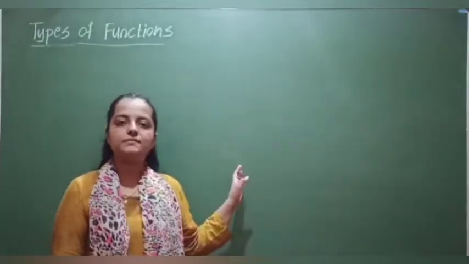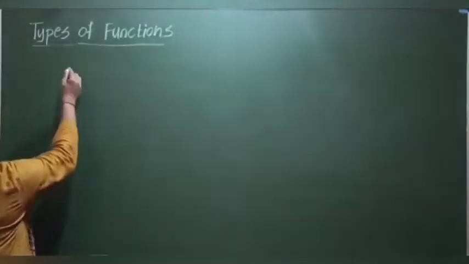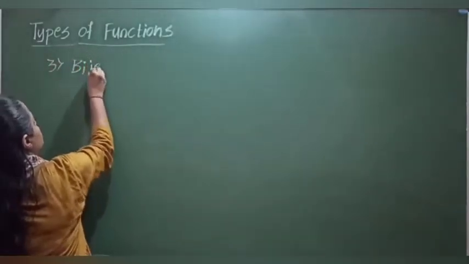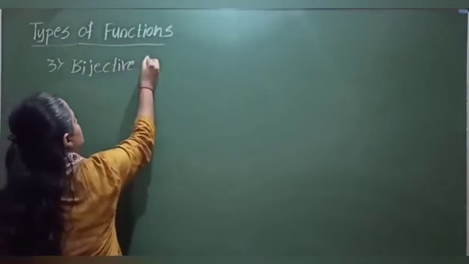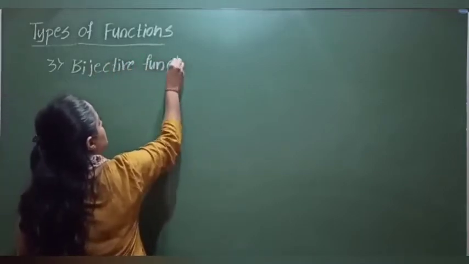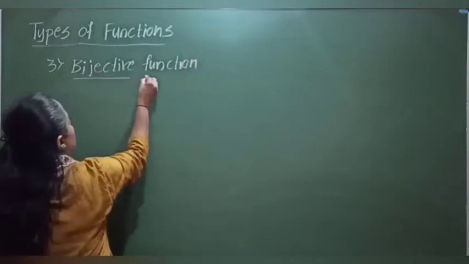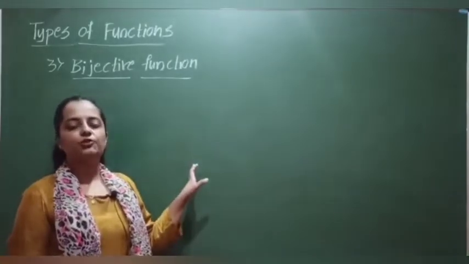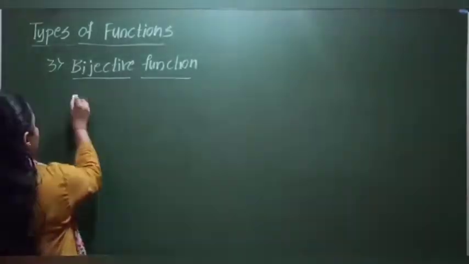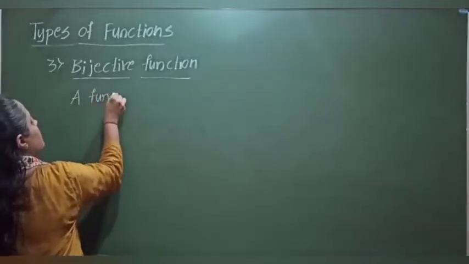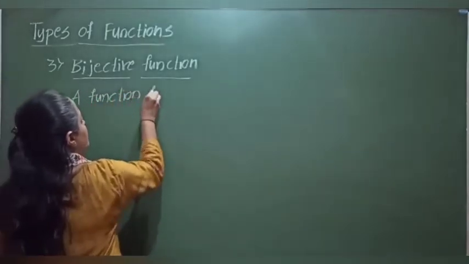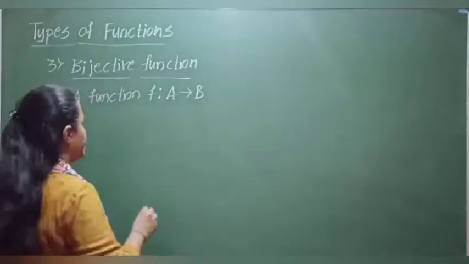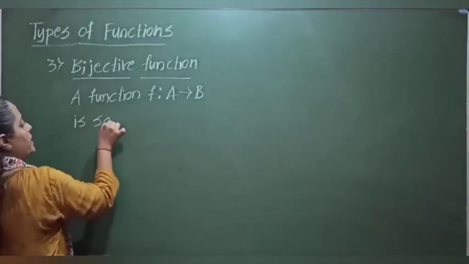The next type of function is bijective function. Third type of function we are learning, that is bijective function. Yes, now the third type of function is bijective function. So now we'll learn when the function is said to be bijective function. A function f from set A to set B is said to be bijective.